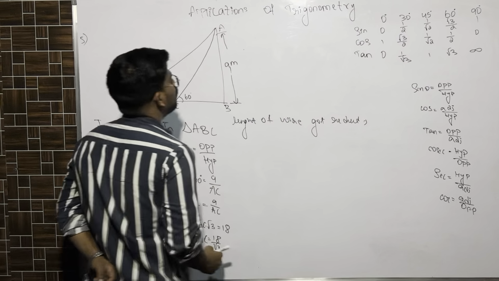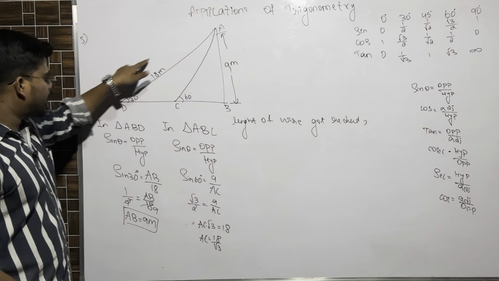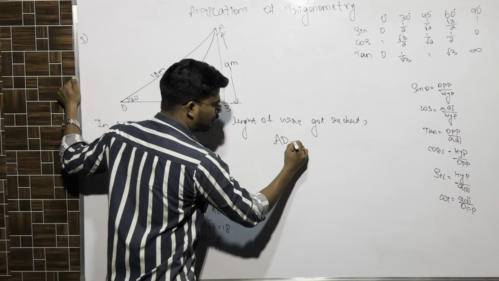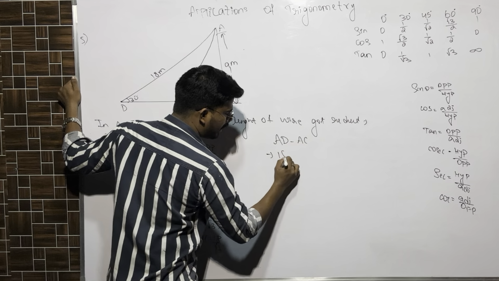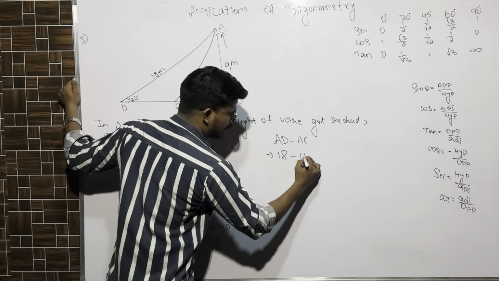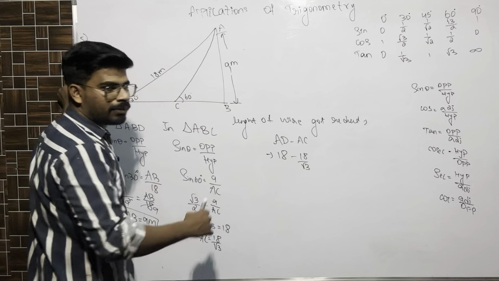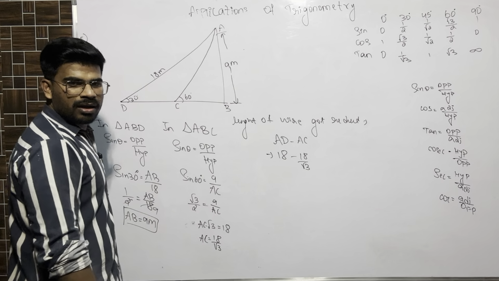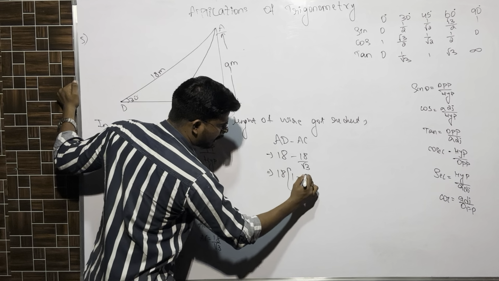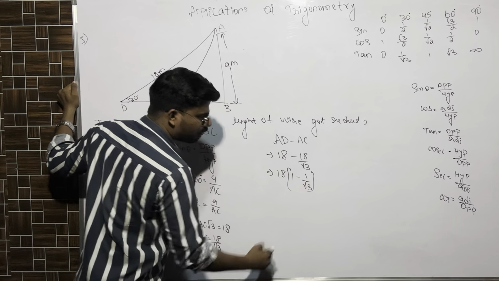What do we have to do? Total length AD minus AC. How much is AD? 18 minus AC, 18 by root 3. Shall we take common or directly multiply? Common we will take 18. If I take 18 common here, I will have 1 minus 1 by root 3.